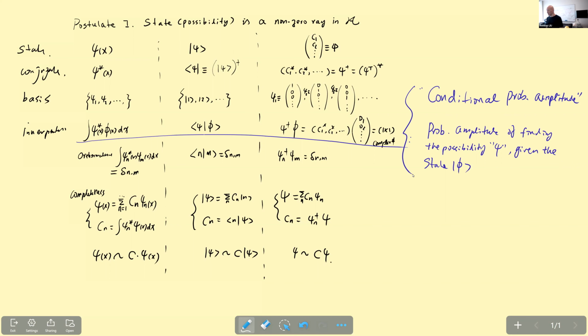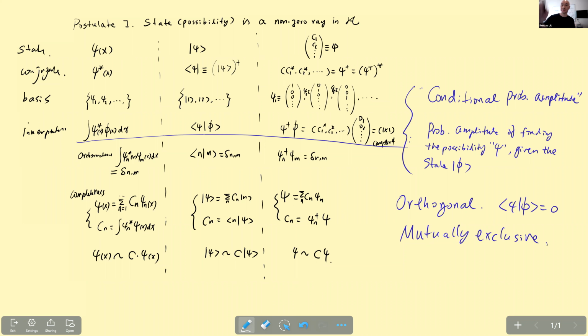Right. And another physical meaning is that this is also orthogonal. If the overlap of two states equals 0, that means they're mutually exclusive. So if you have this possibility, you cannot have another one, and vice versa, right? Okay. So that's the summary of the state.